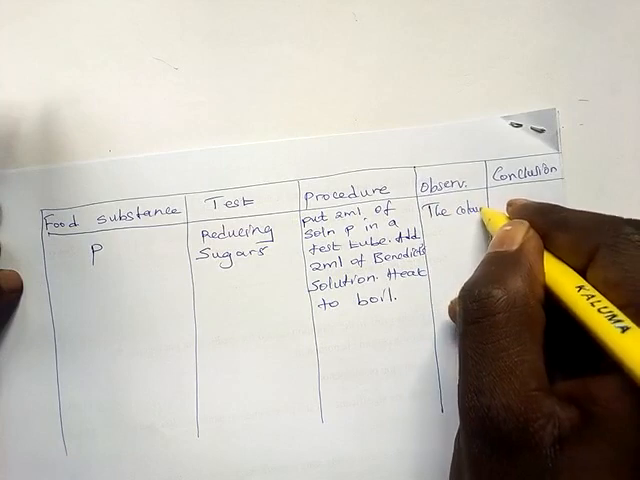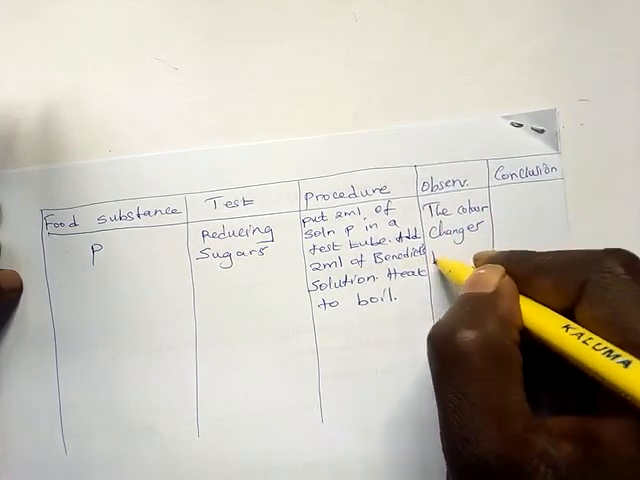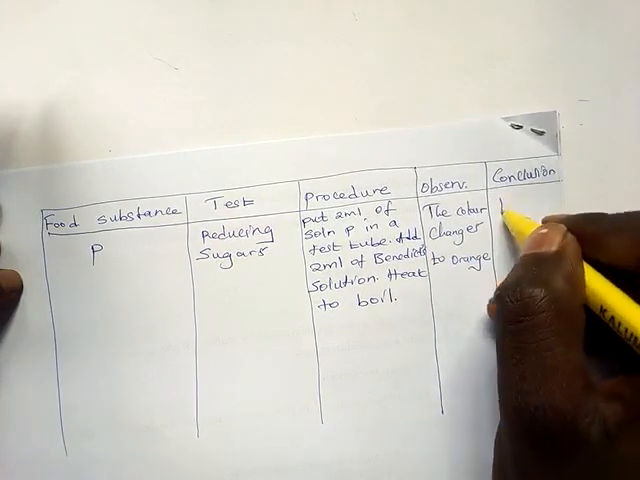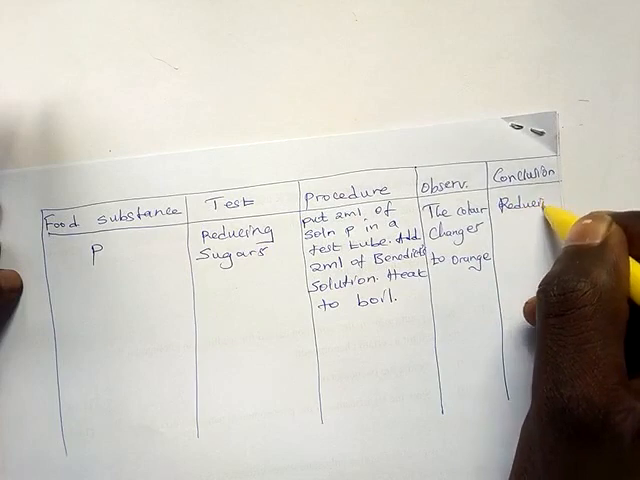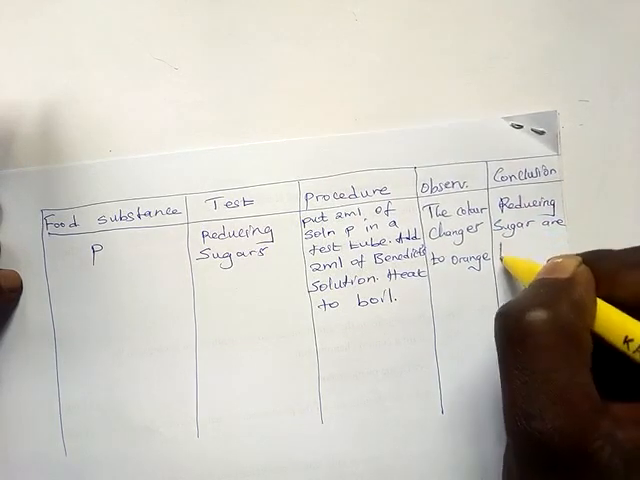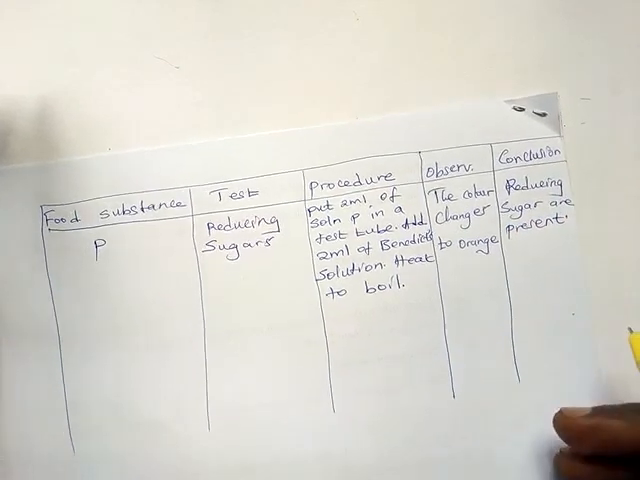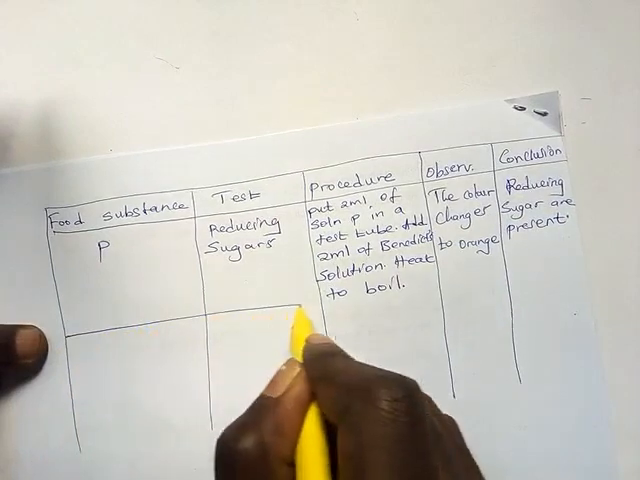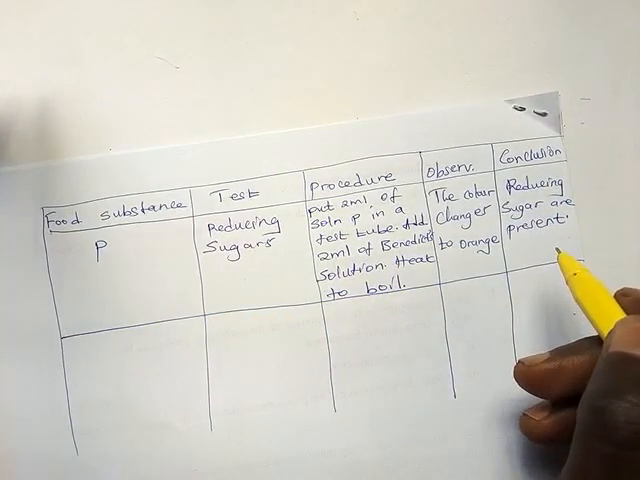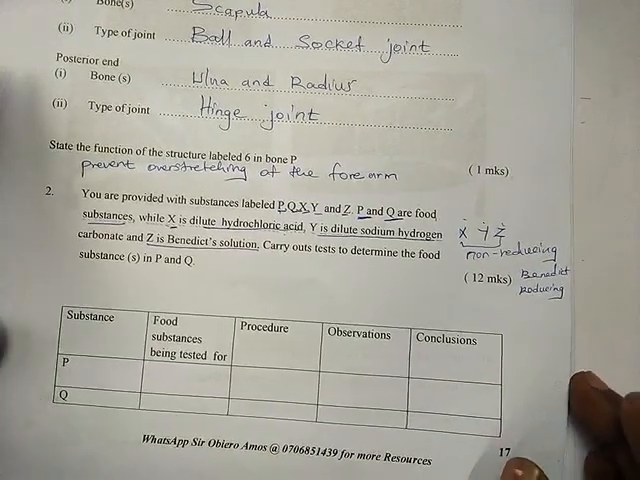The color changes to orange. Now here the reducing sugars are present. Now we are finished with the reducing sugar test with food substance P.